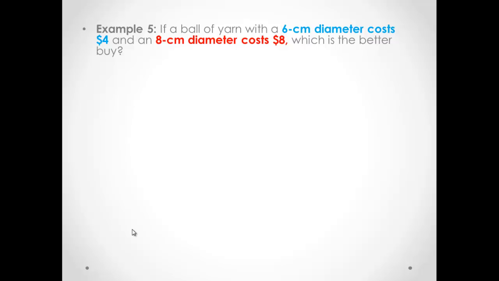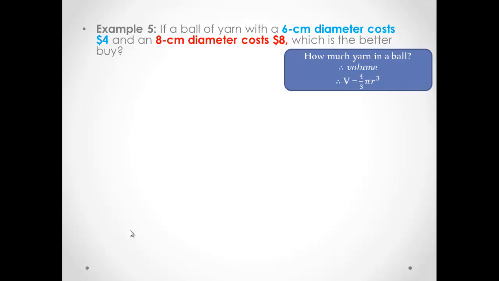Last example here. We are told that a ball of yarn with a 6 centimeter diameter costs $4 and an 8 centimeter diameter costs $8. We're asked which is the better buy. What we must think about to answer this question, it might not be clear right away, but if you think about how much yarn there is in a ball, what we're talking about is volume. So if we're talking about volume, we must use the volume formula of a sphere, which we just used in the last question, 4/3 pi r cubed.